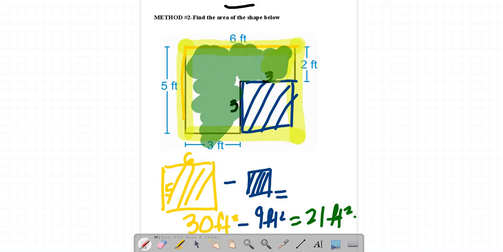Okay, turn the page. We're going to do 3 more problems together. And then we'll be done.